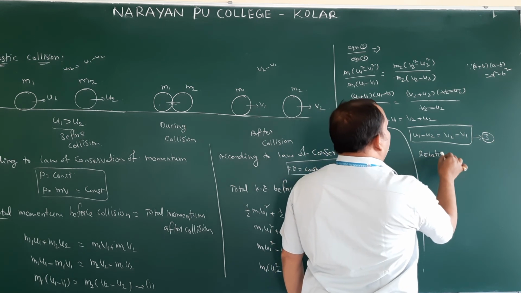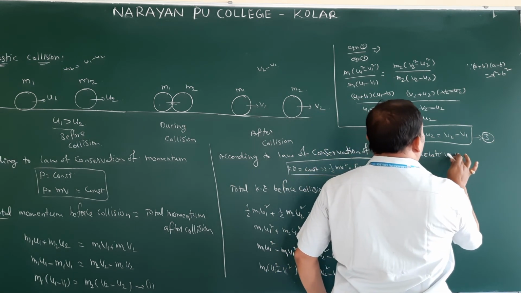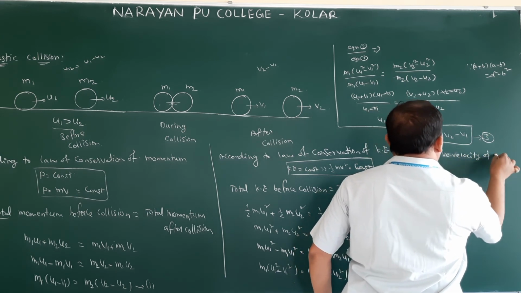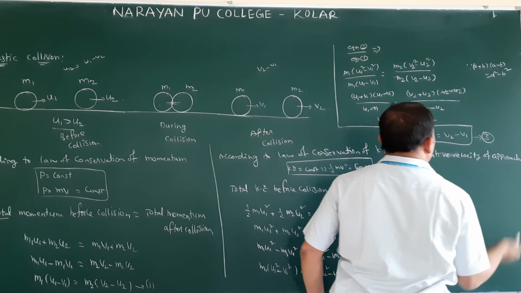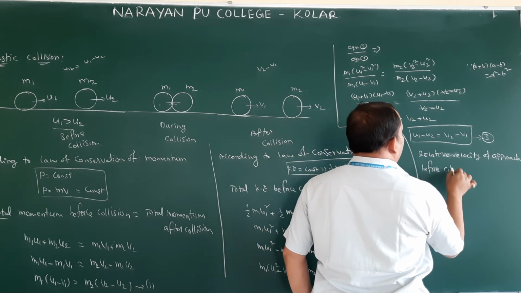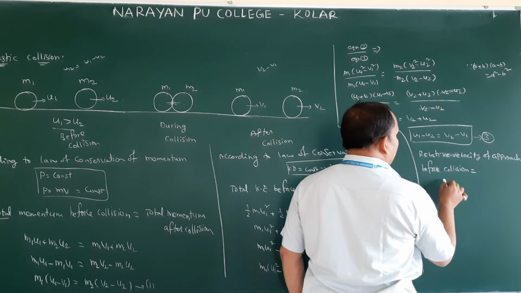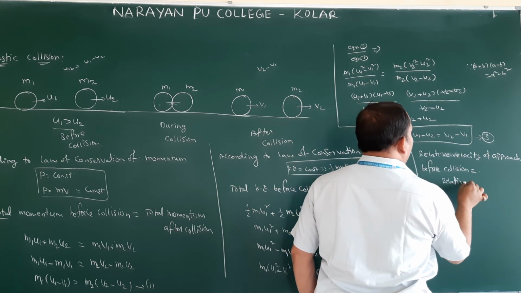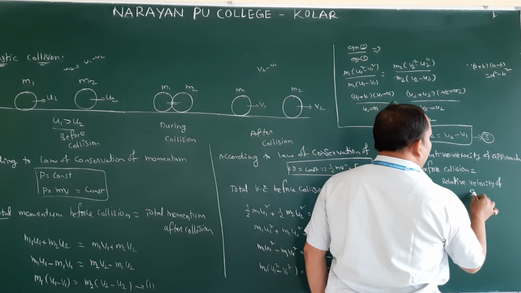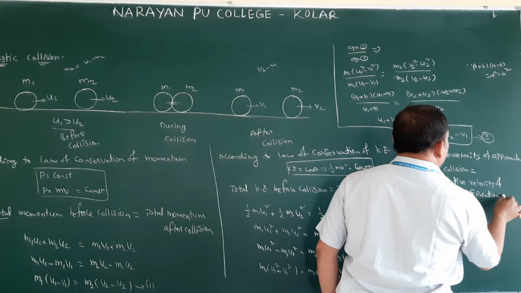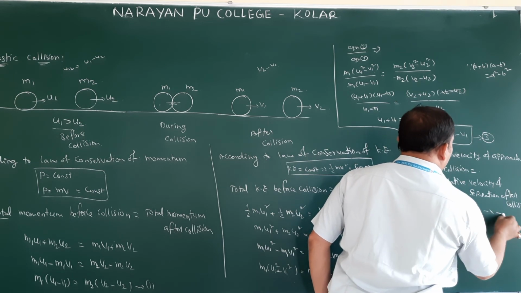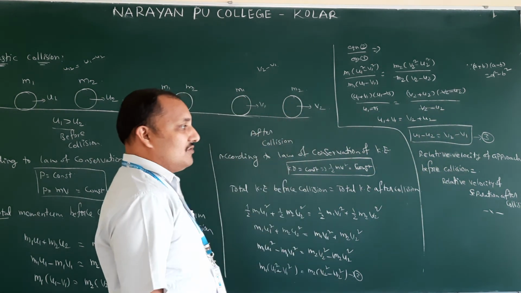So relative velocity of approach before collision is equal to relative velocity of separation after collision. So till here they may ask for a 3 marks question.